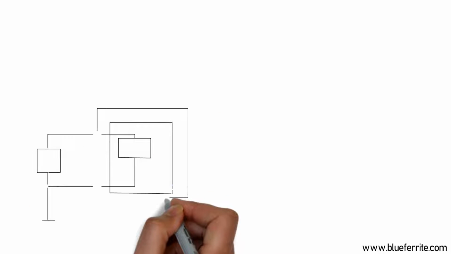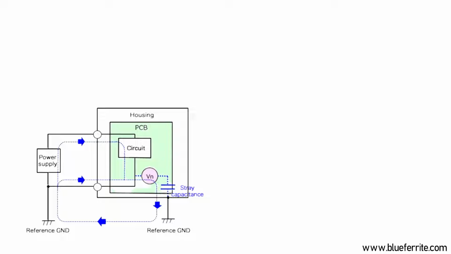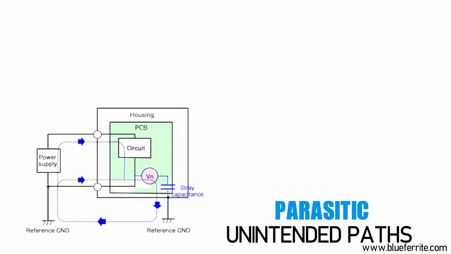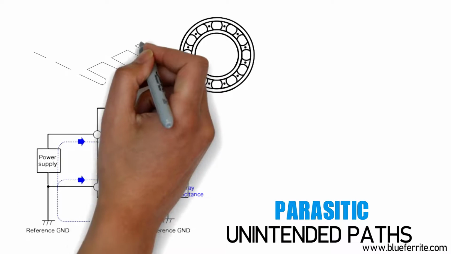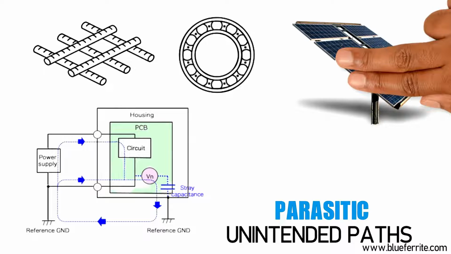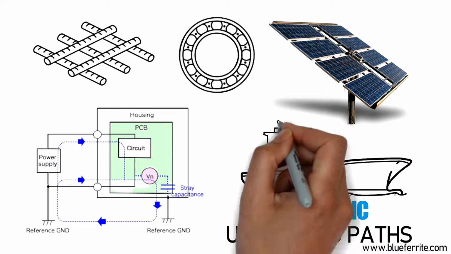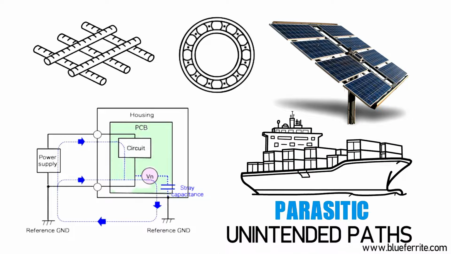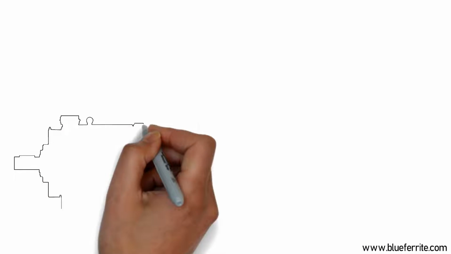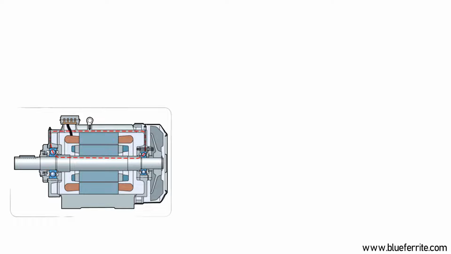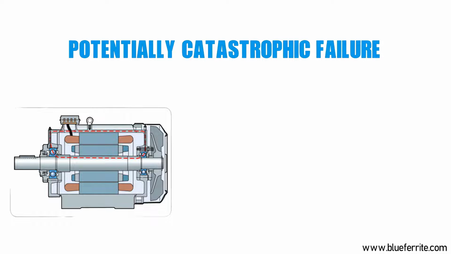The noise or emissions created by the common mode currents are generally a problem because they flow through parasitic, unintended paths. These paths may include the bearings of an industrial motor, rebar in a skyscraper, and aluminium supports under solar panels, even the hulls of ocean-faring ships. Currents flowing through a motor bearing over time cause electrical discharge machining fluting of bearings, causing potentially catastrophic failure.